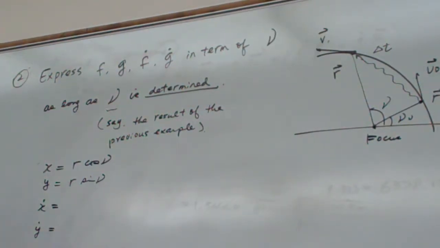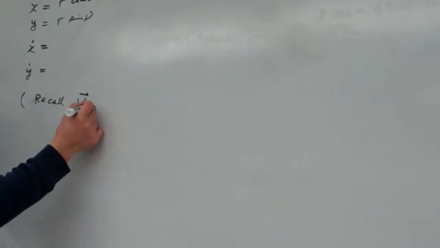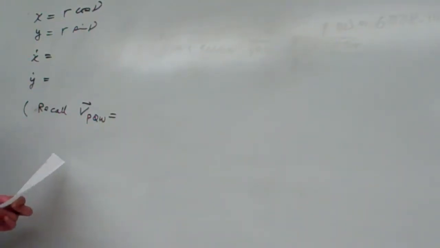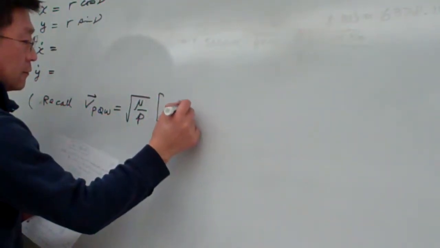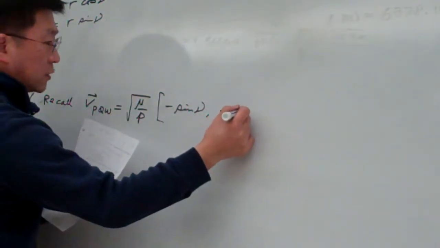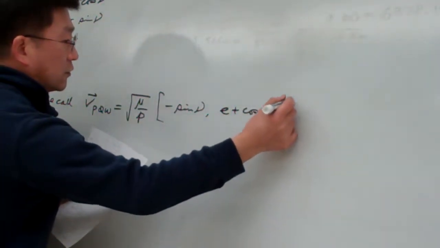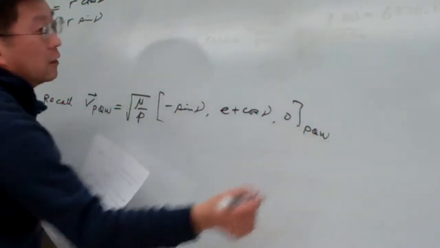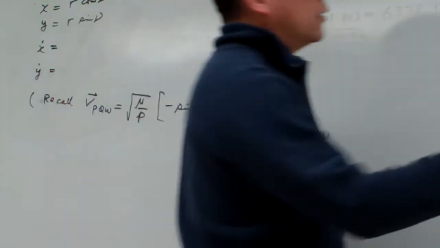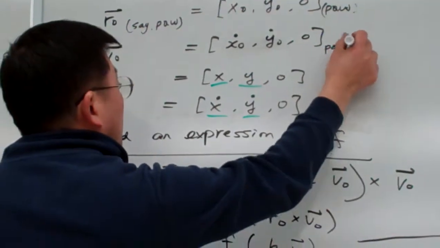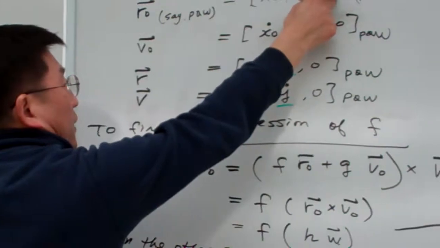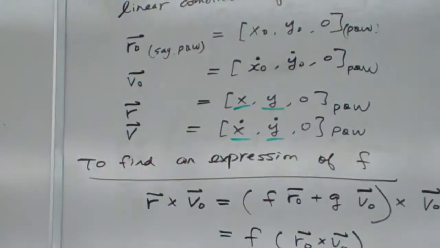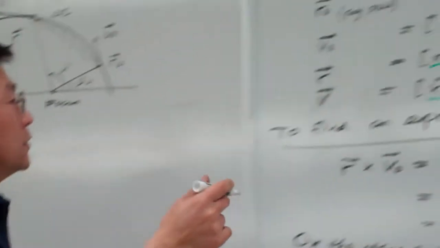Remember, we have the velocity expressed in PQW. Here I have a note: mu over p, times minus sine nu, and e plus cosine nu, 0, in PQW. Okay, in our expression here, everything is in PQW. That is the reason why the W component is always 0. That is a perifocal system.